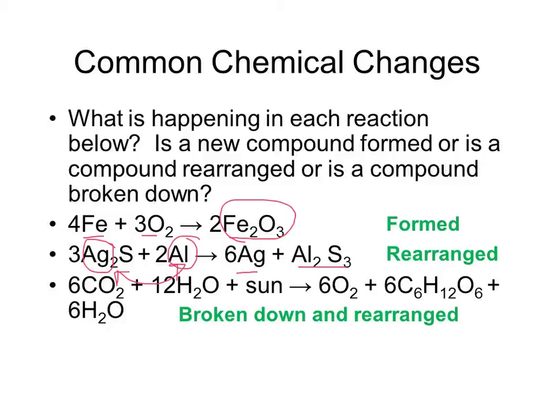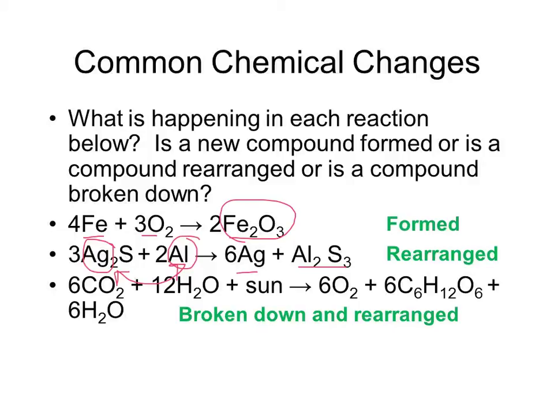Finally, I've got carbon dioxide and water in the sunlight. When they all come together and react, I end up with oxygen by itself and glucose and water. And so hopefully this seems a little familiar to you. This is actually the chemical formula for photosynthesis, this whole process that takes place that allows us to breathe oxygen.